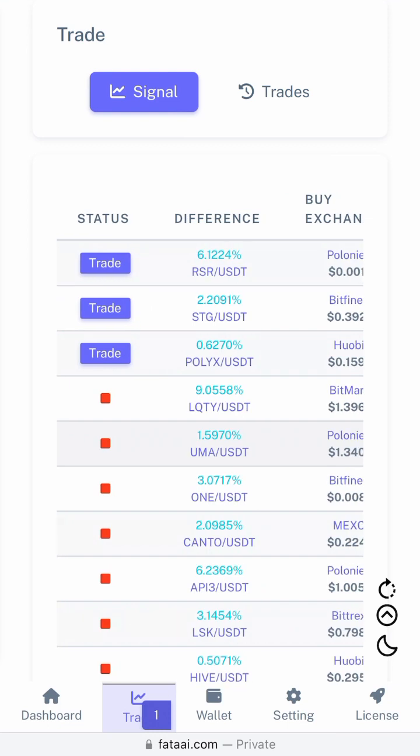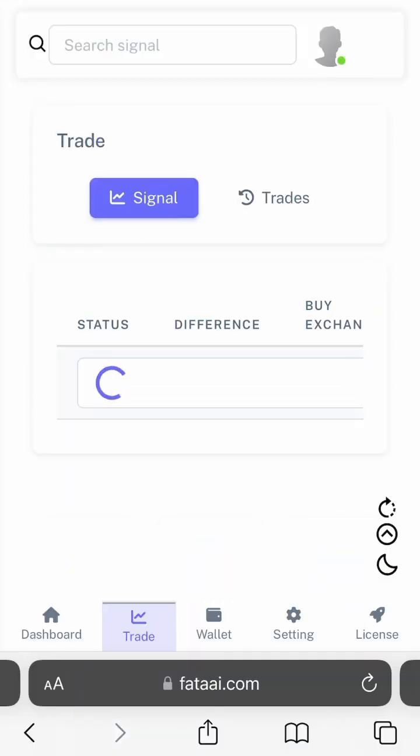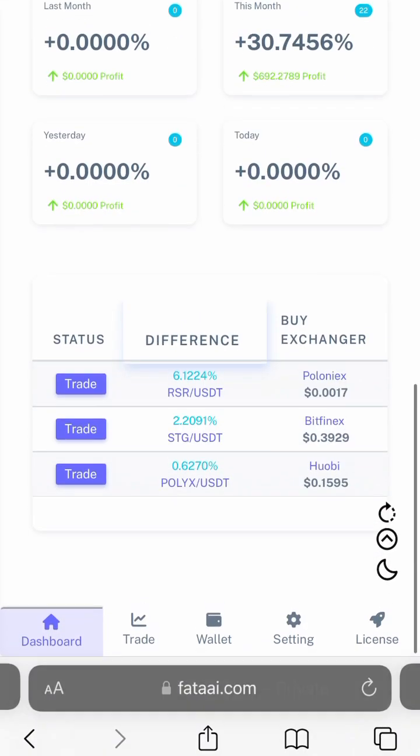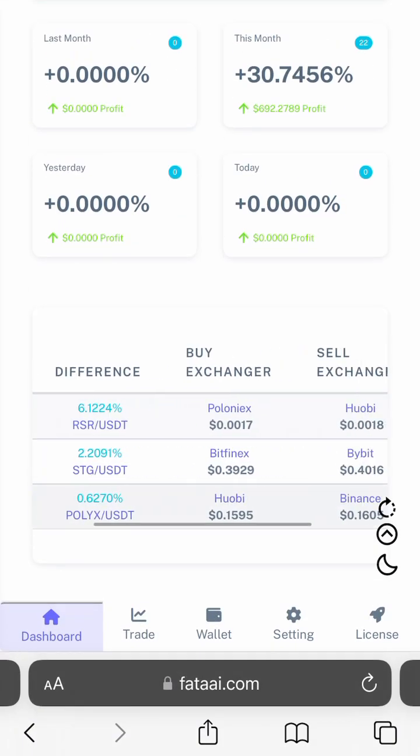Now, this is what I'm going to do. I can trade this from here, or I can trade it from the home page. That's from my dashboard. I'm going to trade it from my dashboard.